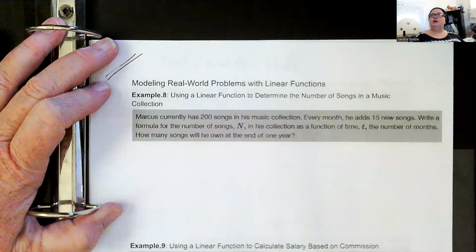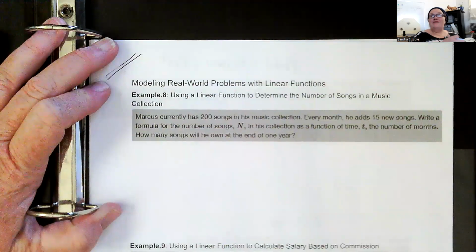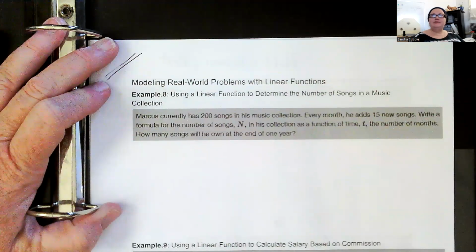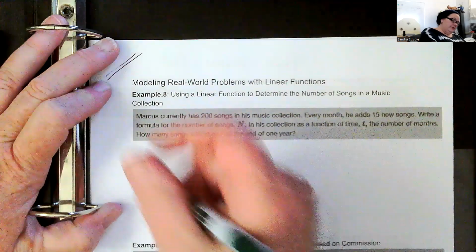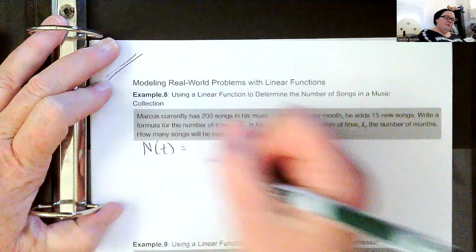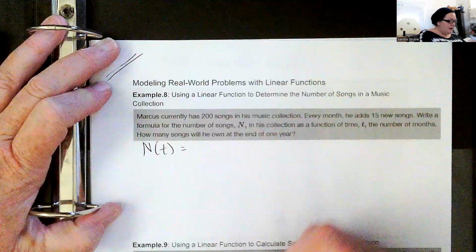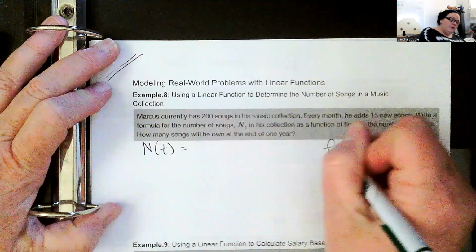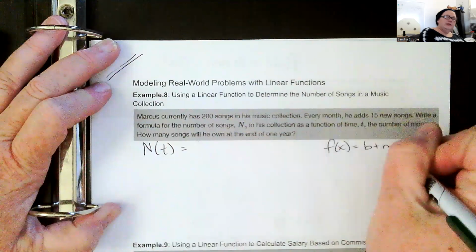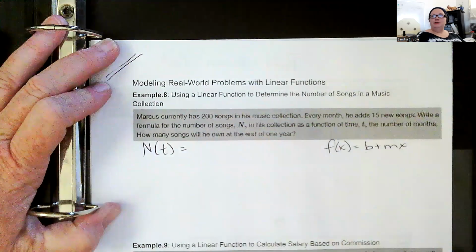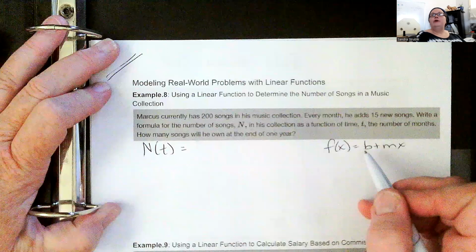Marcus currently has 200 songs in his music collection. Every month, he adds 15 new songs. Write a formula for the number of songs in his collection as a function of time. So n as a function of time. Now remember, if we're doing word problems, I always suggest you think of it more in this way as opposed to mx plus b, because you can start off with what do they have already?